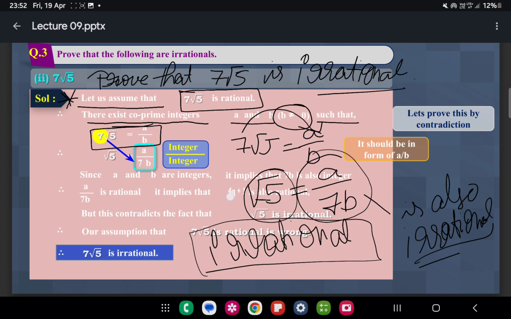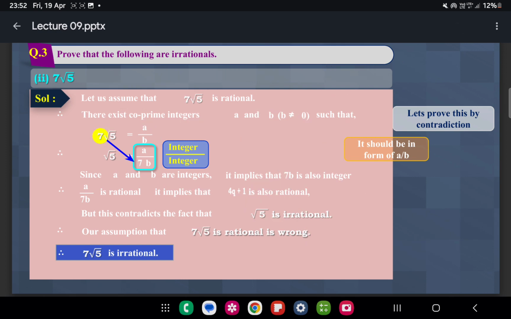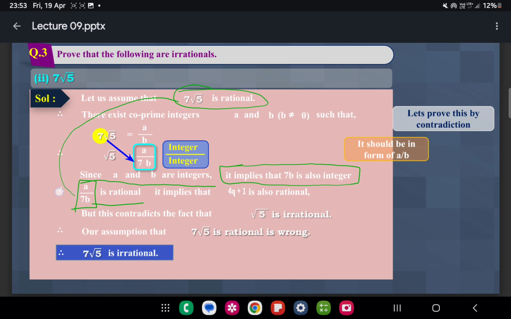So here we have written root 5 is equal to a by 7b. Next we can move further to the next step. Since a and b are integers, it implies that 7b is also an integer. So a by 7b is rational. According to this, if 7 root 5 is rational, then a by 7b is also rational. It implies that this contradicts the fact that root 5 is irrational.